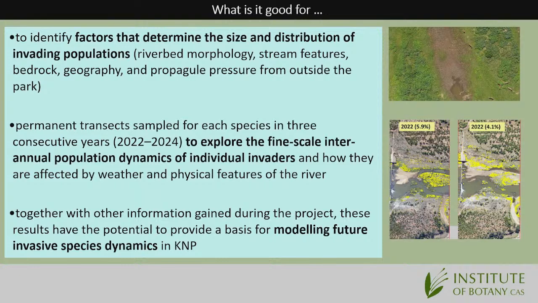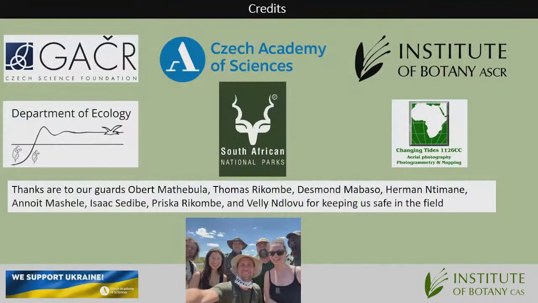Once we have the data processed, we hope that we will be able to identify factors that determine the size and distribution of invasive populations in relation to riverbed morphology, stream features, and also propagule pressure. I've already mentioned the fine-scale interannual population dynamics that we know happens, but we don't know much about how exactly. And together, all the information from the project we hope will provide a basis for modeling future invasive species dynamics and their impacts in Kruger Park. Thank you for your attention.